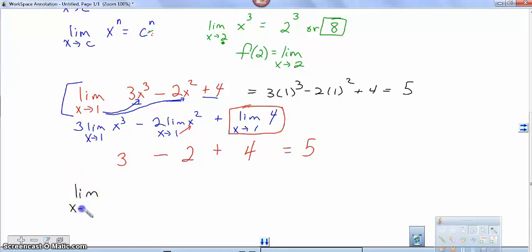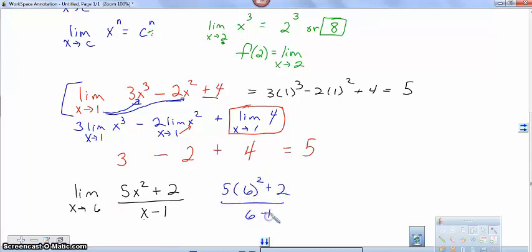The limit as x approaches 6 of 5x squared plus 2 over x minus 1. Now this problem, we know that this function itself is not continuous because of the denominator, but I really don't have to worry about it because the only place it's not continuous is at 1, so I can still just plug 6 in. 5 times 6 squared plus 2 over 6 minus 1 equals some number. I'm not going to figure that out yet. It equals something, and you can figure that out. So if you can just plug the number in and you don't have a 0 in the denominator and everything works out, plug the number in.